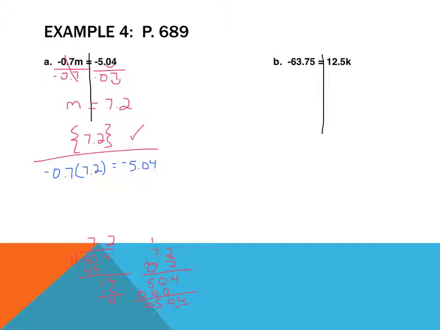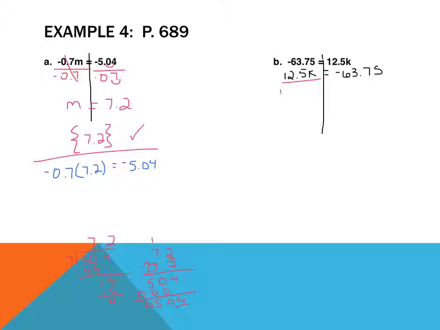Example B, I have negative 63.75 equals 12.5k. So I can go ahead and divide by 12.5, or I can rewrite it so that my k is on the left side. So either way, whichever way you're more comfortable with, I am going to go ahead and switch it around so that it's 12.5k equals negative 63.75. Again, you don't have to do this. You could just start by dividing.